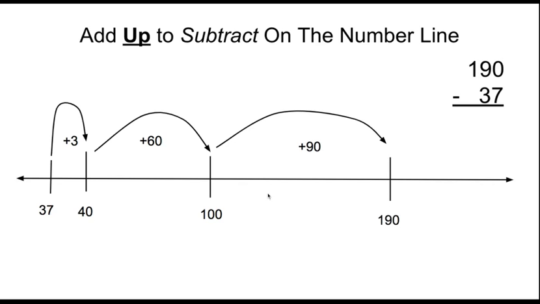So I counted up to 190, starting at 37 to 190, but that's not my answer. I need to find the difference. So I need to find out how many hops it took for me to get from 37 to 190. I need to add up those hops.